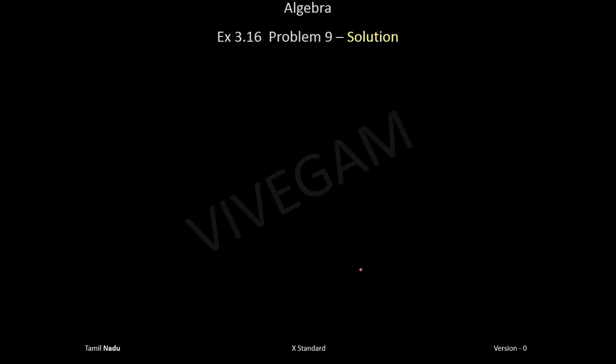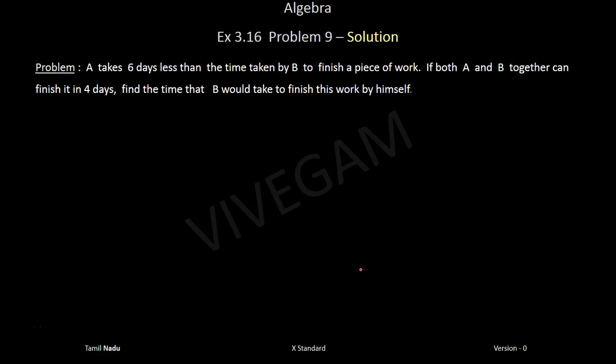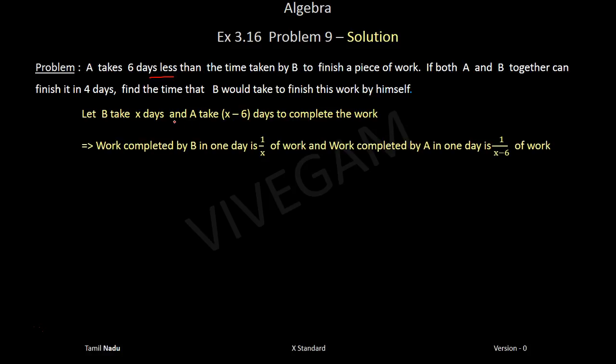Okay, now let's do the solution. Let B take X days and A will take X minus 6 days, because A takes 6 days less to complete the job. Work completed by B in one day will be 1 by X. That's our formula, right? Work done in a day is 1 by number of days taken. The number of days taken is X. So work completed by B in one day is 1 by X. Similarly, the work completed by A is 1 by X minus 6.